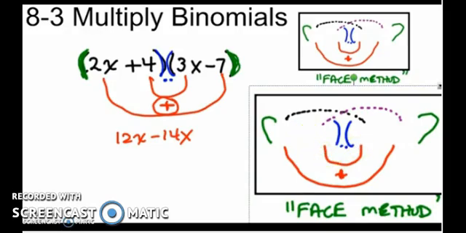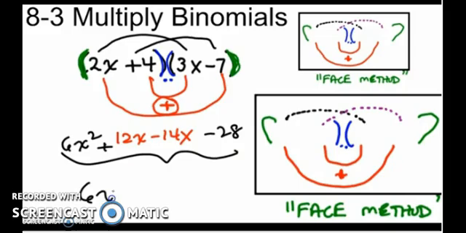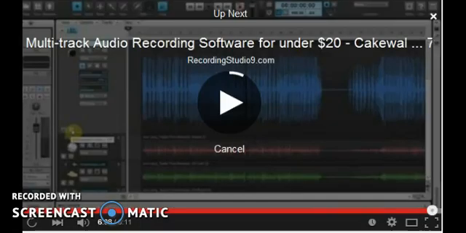And finally, we're going to use the eyebrows. Look a little weird. They're kind of crossing eyebrows. So we're going to take the 2x times 3x, which is 6x squared, and the other eyebrow, 4 times negative 7, which is negative 28. And combining those terms, again, we get the same answer, 6x squared minus 2x minus 28. All methods are okay, but I kind of like the face method.